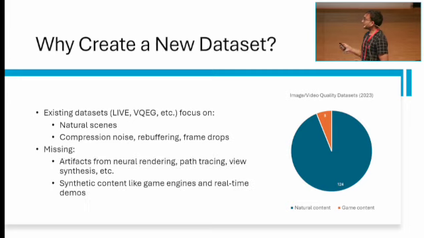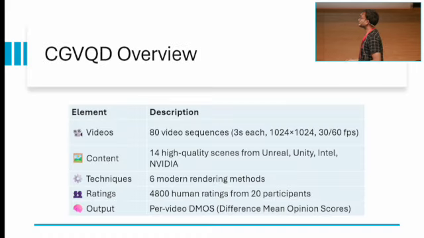So what's missing is we want artifacts from neural rendering methods, path tracing methods, view synthesis methods, which is something people in this room are interested in. And we want those artifacts on synthetic scenes, which are representative of modern video games.